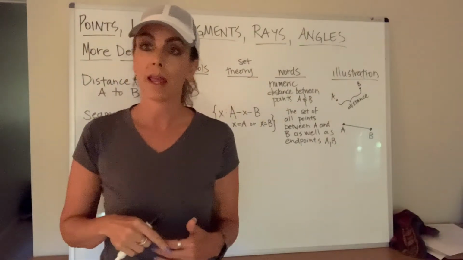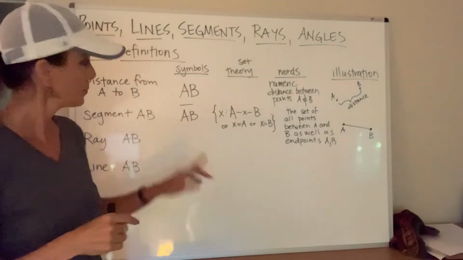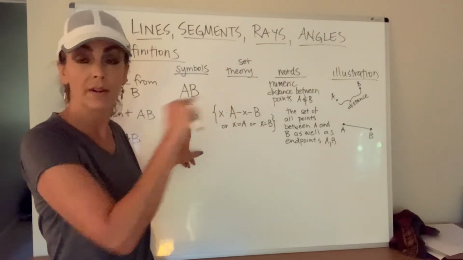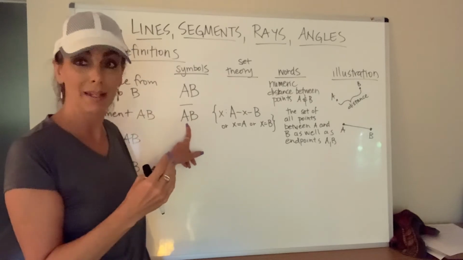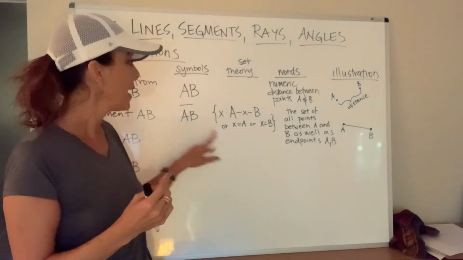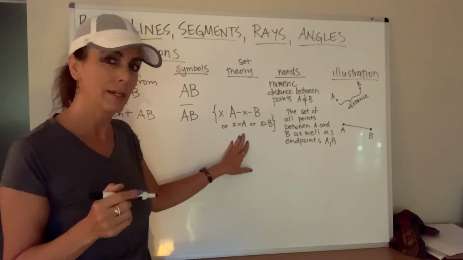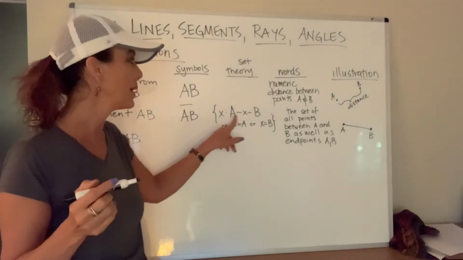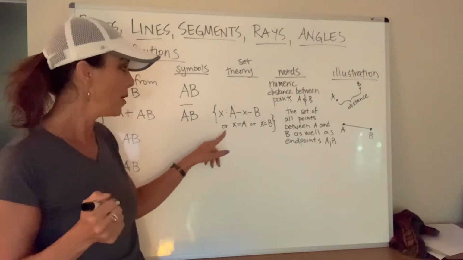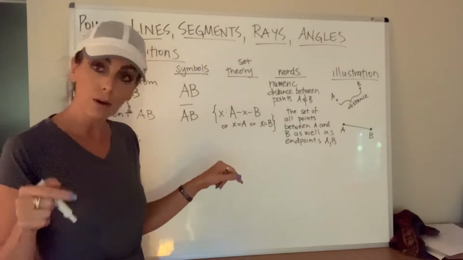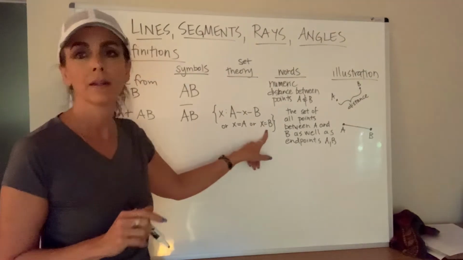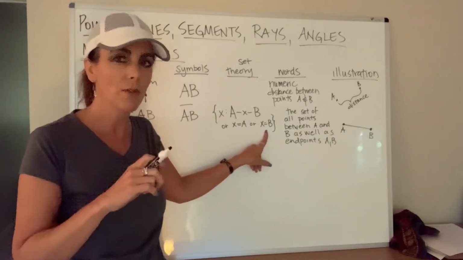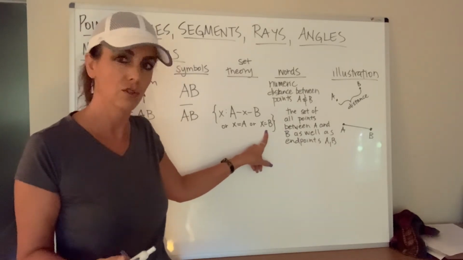Okay, for segment AB, this is what it looks like. We use AB with the straight line over the top of it. That represents the segment AB, okay? And what this means in set theory, this is what it looks like. All x's such that x is between A and B, or x is equal to A, or x is equal to B, okay? Not necessarily really important that you know that, but at least you're exposed to it.